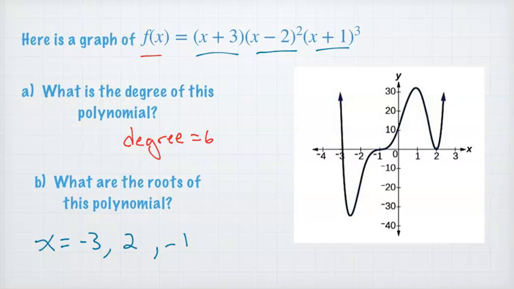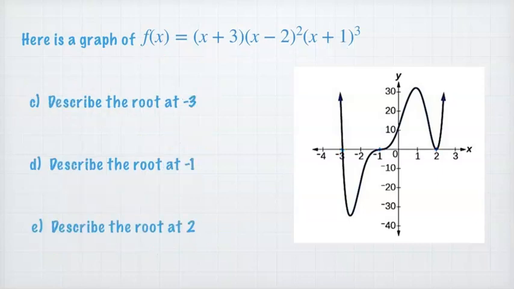Well, you can see that right on this graph. I've got negative 3 right here, negative 1, and 2. Whatever values make my polynomial equal 0 are going to be the places where we cross the x-axis. These are my x-intercepts. Now, if I'm looking at this same graph, I want to be able to describe these roots. Each one of these roots looks a little bit different on this graph.